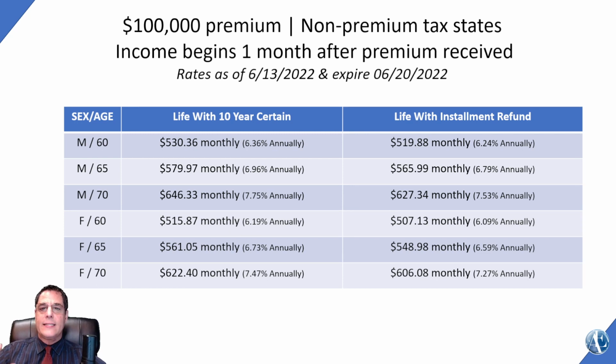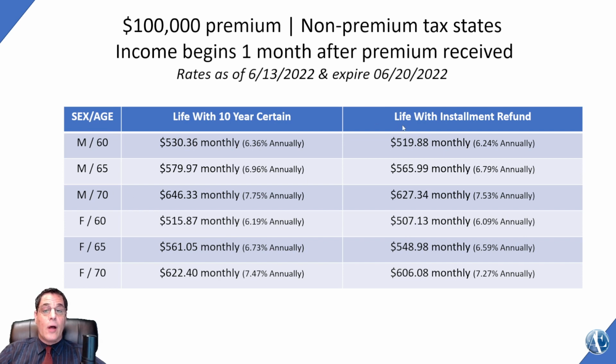But basically what I did is I took $100,000 of premium in a non-premium tax state, which is most states. And then we asked, what is the monthly income starting immediately for a male age 60, 65, 70, and a female accordingly. So here it is. On a male age 60, a life with 10 would give $530 a month, which is the equivalent of about $6,360 annually. So you can look at these.